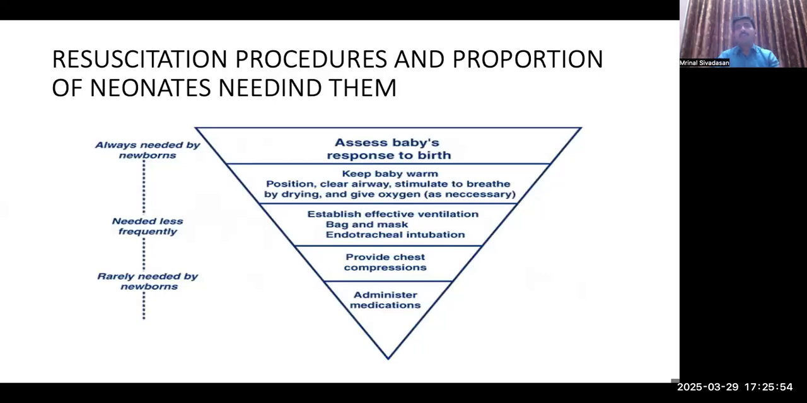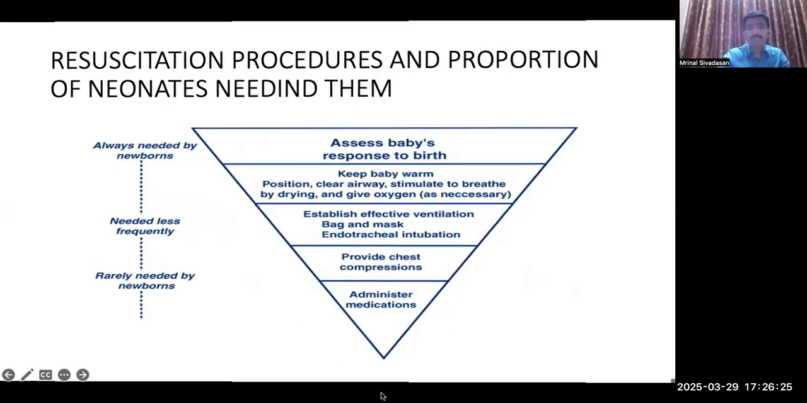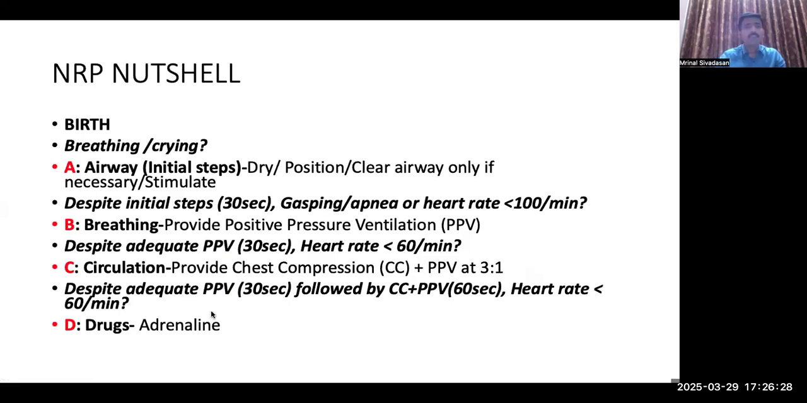This is the inverted pyramid, which shows on the upper side that most of the babies don't need any assistance with breathing, and as the amount of assistance needed increases, the percentage of the population gradually reduces. So 90% may need no assistance or only initial steps, 10% may need bag and mask ventilation with or without oxygen, and less than 1% need chest compression, plus or minus adrenaline injection. This is the Newborn Resuscitation Program, NRP, in a nutshell.